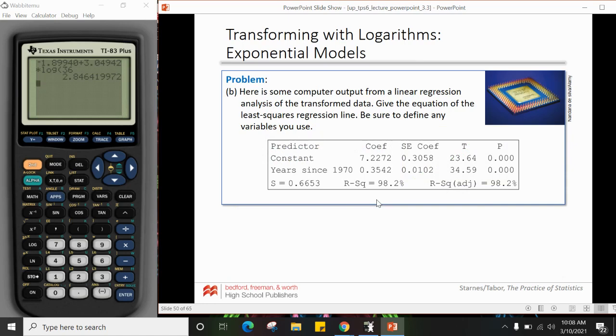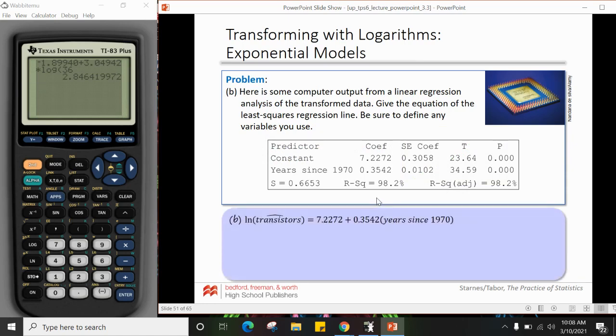If you looked at the data here, boom, I will now have the equation. This is from that Minitab output. I now have the equation ln of the transistors equals 7.2272 plus 0.3542 times years since 1970.